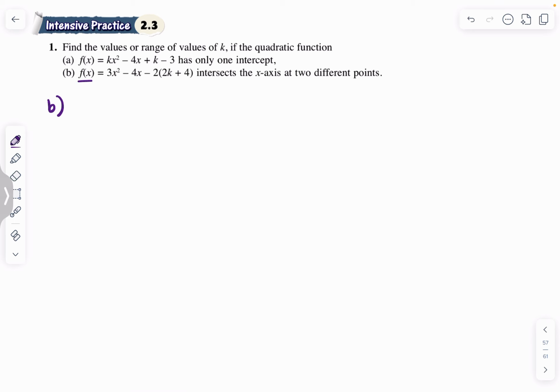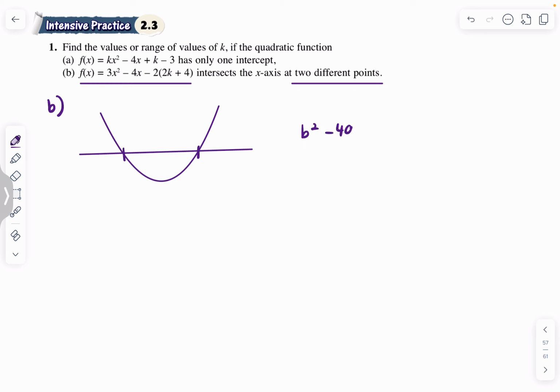So b, this equation intersects the x-axis at two different points. So intersecting at two different points would look something like this. Yeah, like this. So when it intersects at two different points, b square minus 4ac would be more than 0. So in this case, our a is 3, b is negative 4, c is this whole thing without x. Okay, whenever you see terms without x, that means this whole thing will be the c.